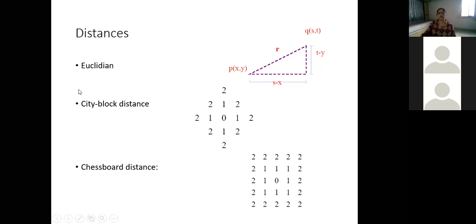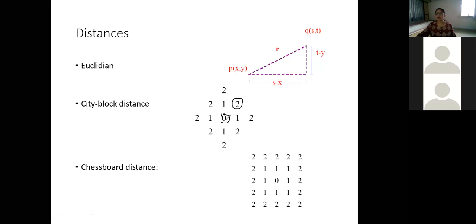Then the next method for distance computation is the city block distance method. For the city block distance method, we use the concept of planned cities. If in a city there are vertical distances and horizontal distances, say this is your source place and this is your destination place.